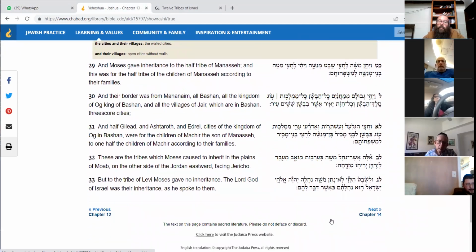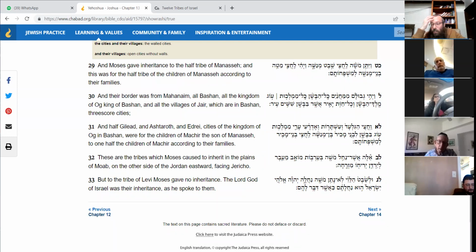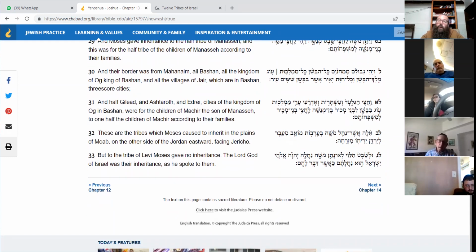And their border went from a place called, I'm sorry, we're holding Menashe now, verse 29. Moshe gave to half the tribe of Menashe, to the families of half the tribe. They got also property on the eastern side of the Jordan River, and their border went from a place called Machanayim, the whole Bashan, the whole country of the king of the giant Og, who was the king of that section, Bashan. There were 60 cities in that section.